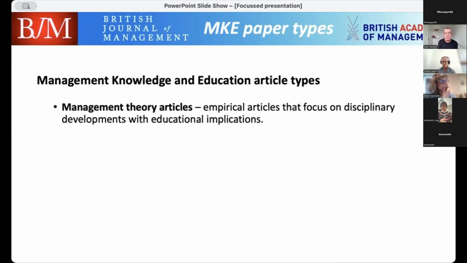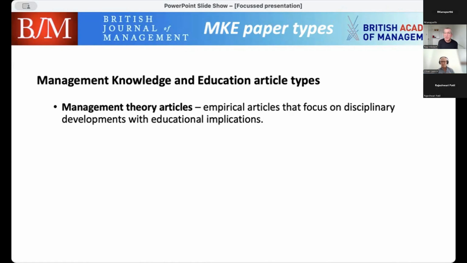Now these are articles that look a lot like the general articles in BJM at the front end. So it's developing a contribution to disciplinary debates, but the educational implications come from that. So let's say you're developing something about leadership theory that makes a theoretical contribution to that debate, but it has a strong implication for how we should teach it. Maybe you've discovered something about embodiment and leadership learning, which means we need to teach leadership in a more physically enabled way, for example.